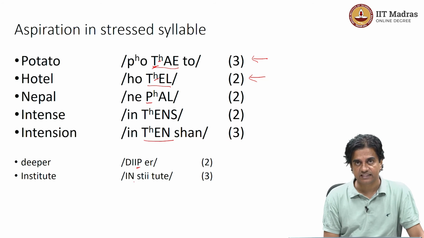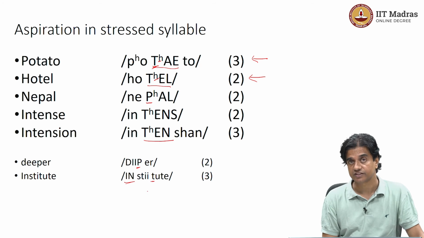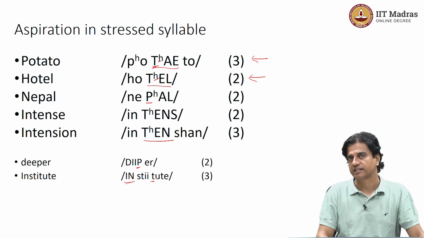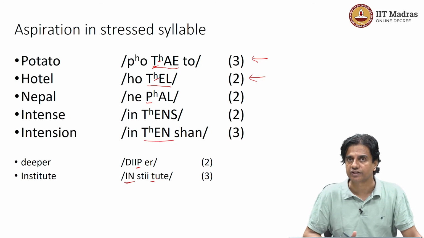Institute, institute. The first syllable is stressed. The third syllable has a ta sound in the beginning of the syllable, but it is not getting aspirated because this is not a stressed syllable. So we say institute, institute. I'll show you more such examples.